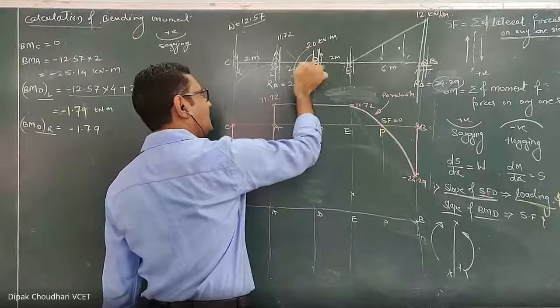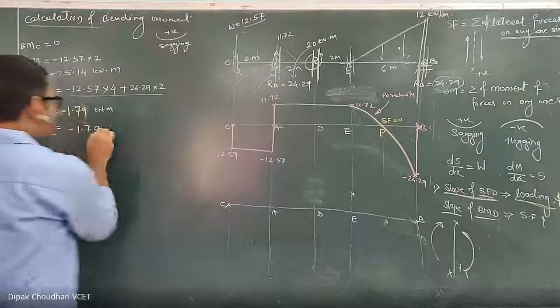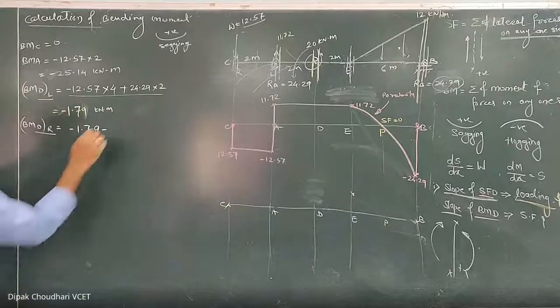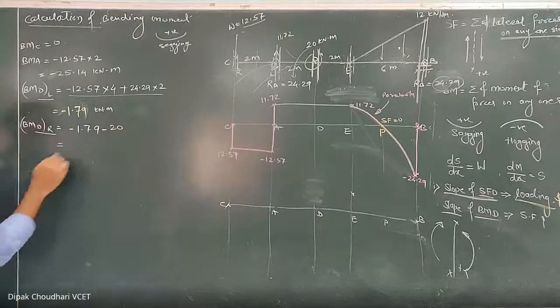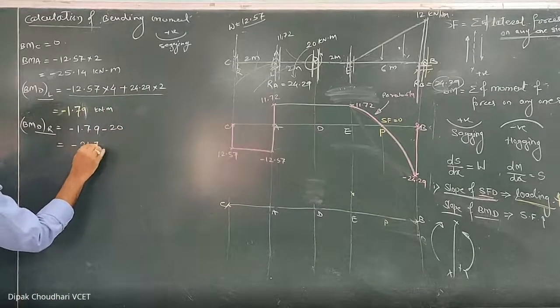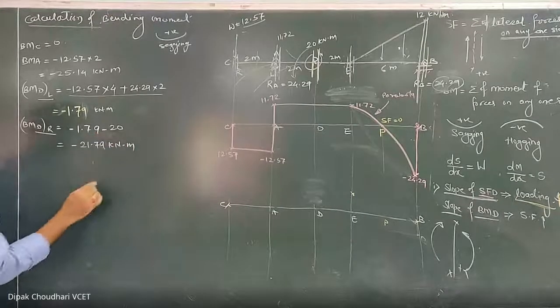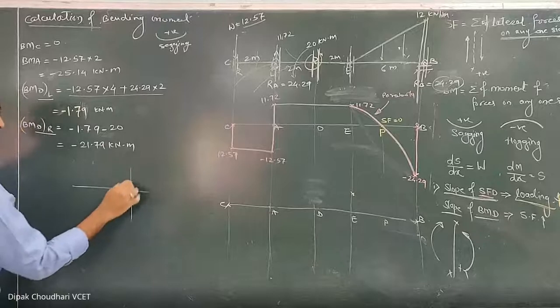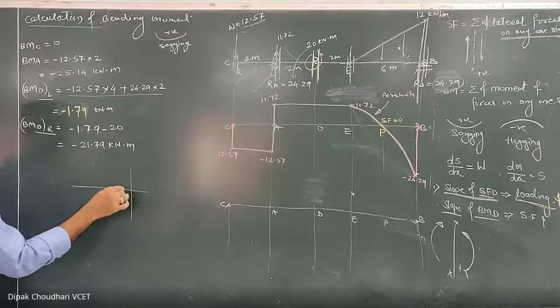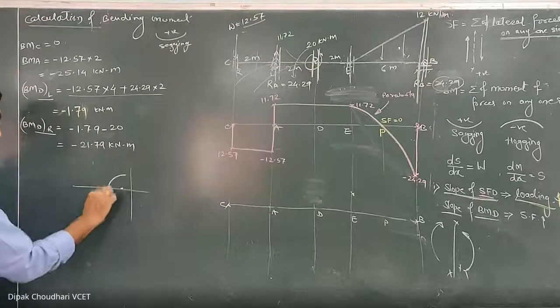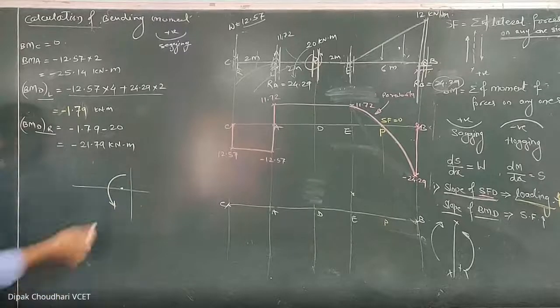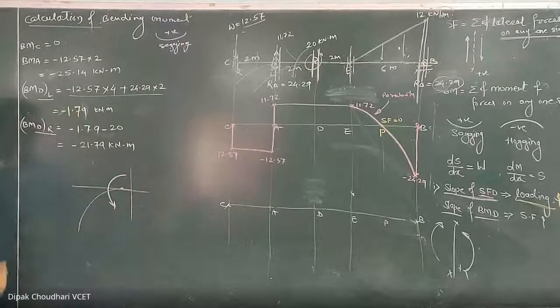This moment tends to rotate the beam this way, means hogging. So it is minus. It is minus 20. So which is equal to, it is minus 21.79 kilonewton meter. Is that clear why it is minus? Here, this is the section on right side of the D. This is the point D. Here the moment is like this. So this moment tends to rotate the beam this way, hogging. That's why it is minus.